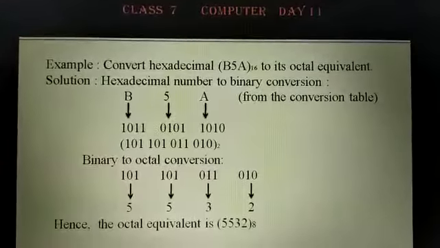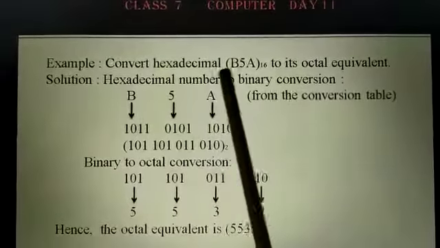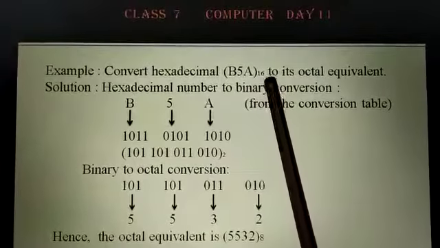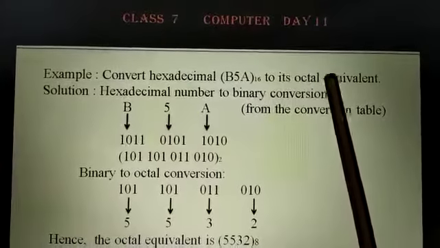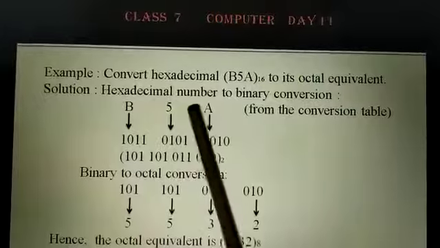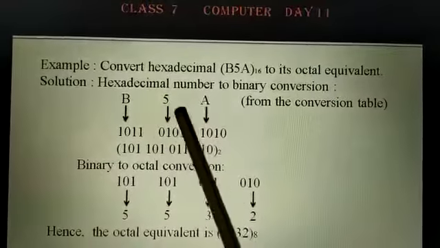So let me show you. Here is the example. Convert hexadecimal B5A to the base 16. That means this number, a hexadecimal number, to its octal equivalent. So the answer is, first you will write the hexadecimal number B5A.